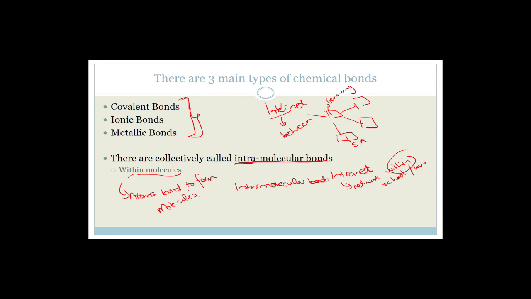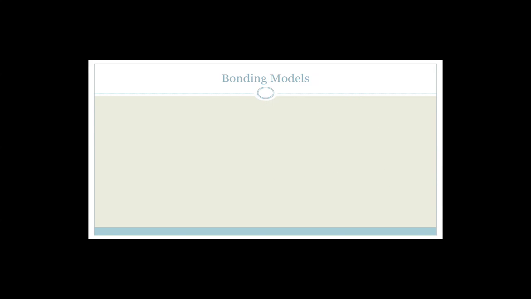Now let's talk a little bit more about the different types of bonds that you get. The first type is covalent bonding. It doesn't matter which order we do it in, as long as we do them. Covalent bonding is where electrons are shared, and it's usually between nonmetals. I am going to go into more detail with each of these bonding models. I'm just giving you a general overview to remind you of stuff you should actually know by now.